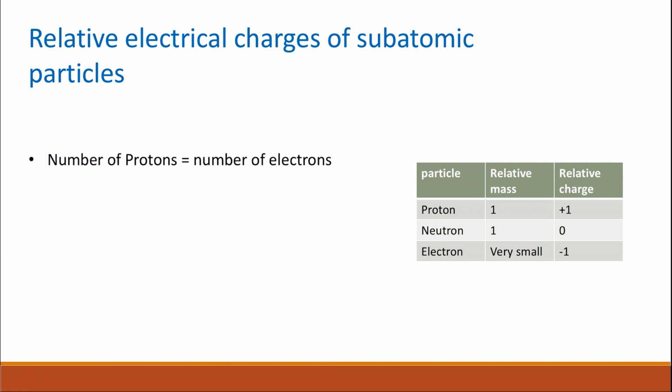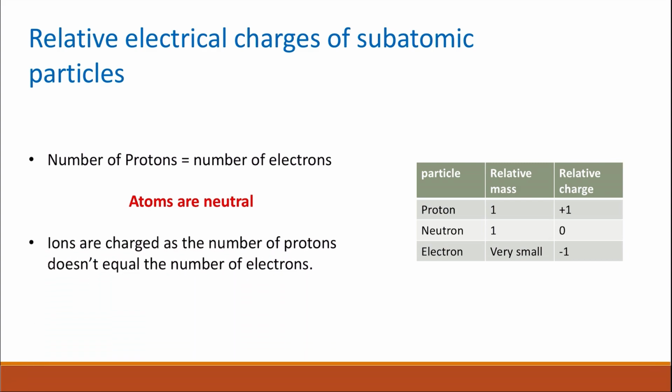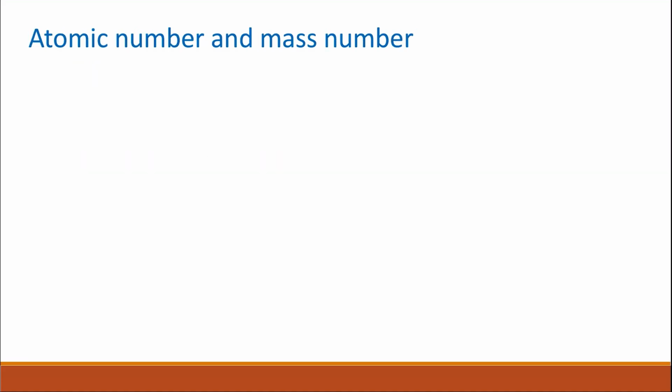The number of protons inside the nucleus of an atom equals the number of electrons. This is why atoms are neutral, because the positive charge inside the nucleus equals the negative charge of the electrons that orbit the nucleus, so they cancel each other out. However, ions are charged because ions come from the loss or gain of electrons, which means now the number of protons will not equal the number of electrons. So ions are charged. They are either negatively charged or positively charged.